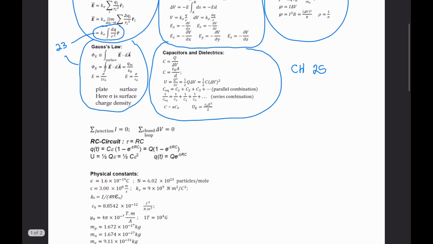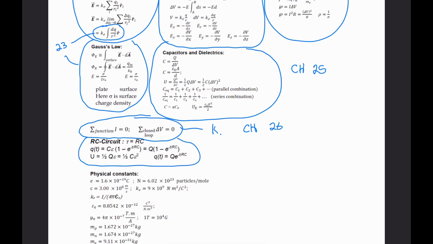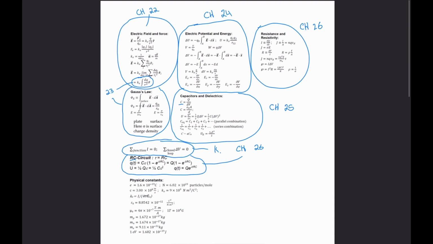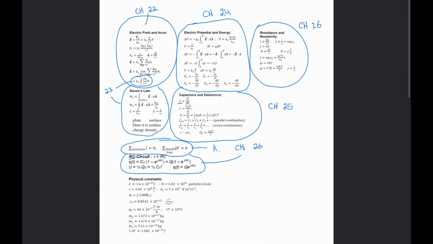And then at the end over here we have Kirchhoff loop rules. I'll just write it as Kirchhoff like that. I don't know which chapter this is. I haven't looked at the book that far just yet. I believe it should be chapter 26. And I think this section on RC circuits, RC stands for resistor capacitor circuits, should also be chapter 26. So all these chapters here and the physical constants. If you can explain each of these bubbles, you have bubble 1, 2, this is actually 1, 2, 3, 4, 5, and 6.